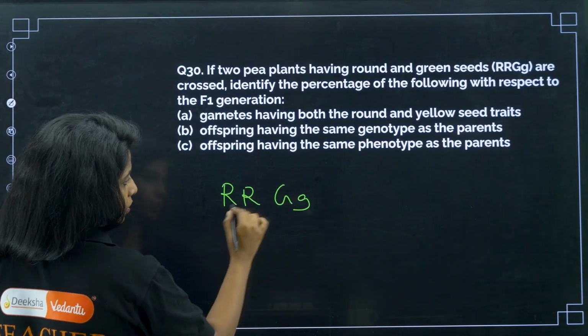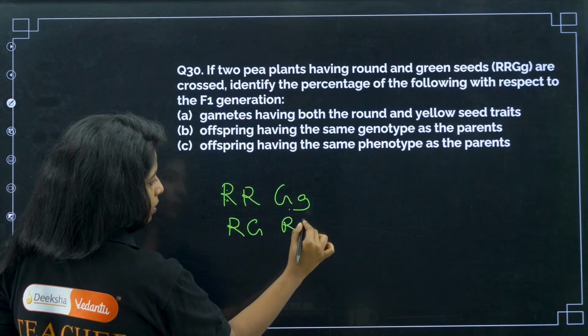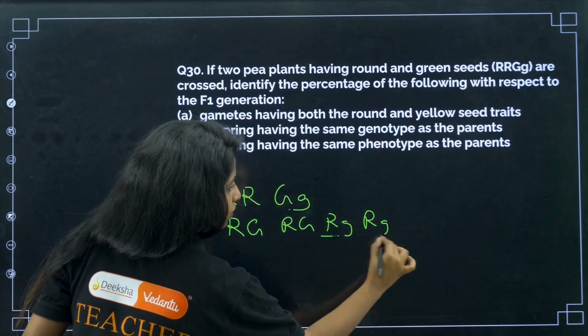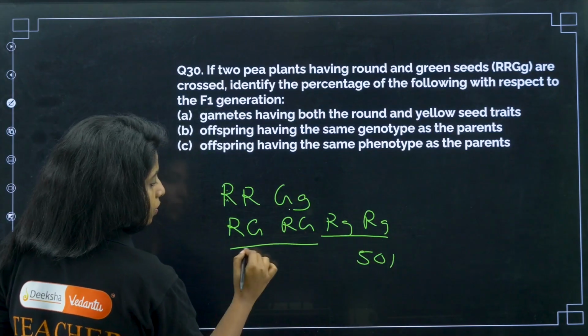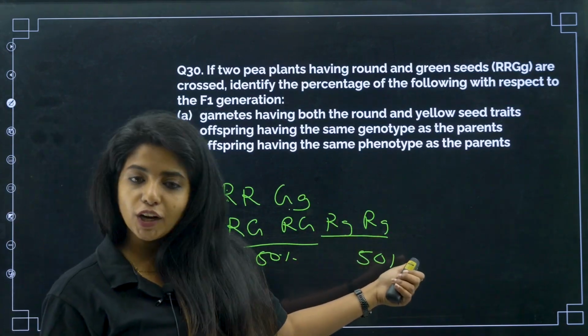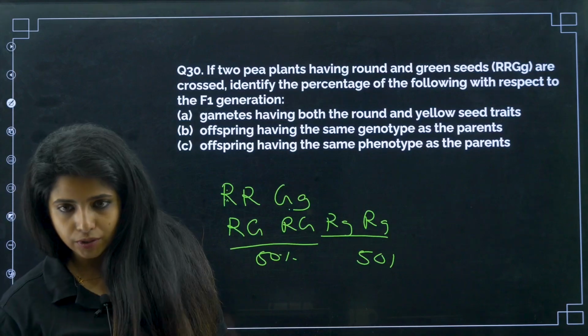So, it is like this. What are the combinations? This capital R with this capital G, this capital R with this capital G, this capital R with small g, this capital R with small g. So, 50% of them are like this, 50% of them are like this. This is round and green and this is round and yellow. You get it? So, gametes having both round and yellow seed traits is just 50%.